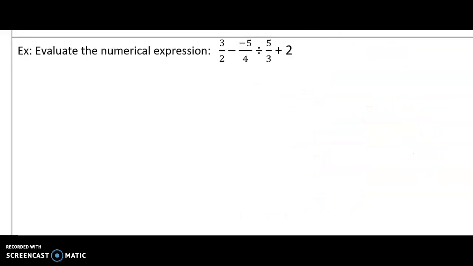And here we have our last example. Our last example has to do with fractions. Don't let that scare you. We're just going to start with our division here first. You know that when we divide fractions, we really multiply by the reciprocal. So we've got negative 4/5 times the reciprocal of 5/3, which is 3/5. If I multiply that out, I get negative 15/20, which I could simplify. But I think I'm going to keep it as is for now.